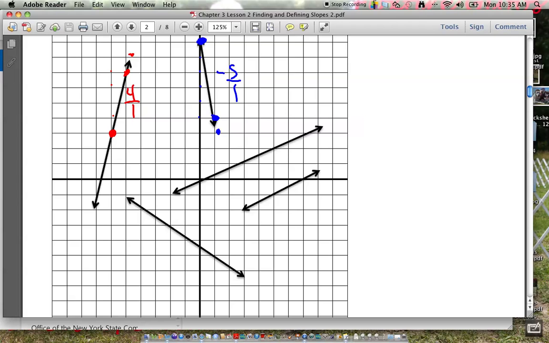Okay, let's take a look at the third line, which will be green right here. Let's go with this line here. We go from here to here. What's the slope of that line going to be?